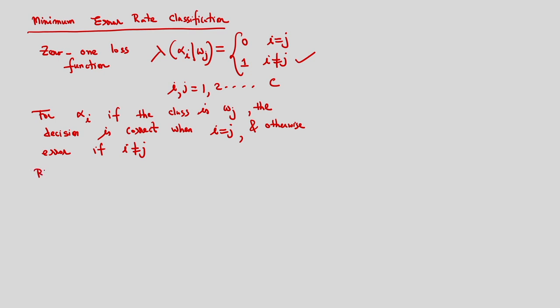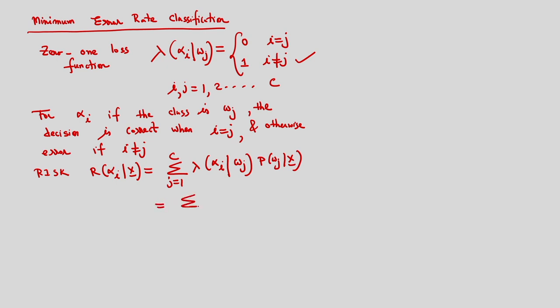So how to define the risks now? Risks are, action is alpha i, given the feature vector is x. So the sum over j equal to 1 to c, lambda of alpha i given omega j, times probability of omega j given x. Which I can write like this: j is not equal to i. If j is not equal to i, then the loss function value is 1. So this value will be 1. So I can write like this: probability of omega j given x. So that means I can write like this: 1 minus probability of omega i given x.